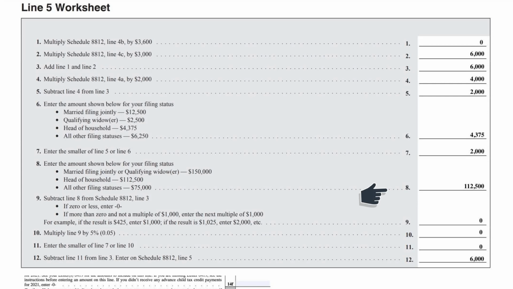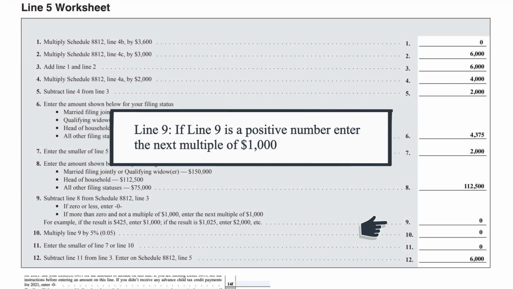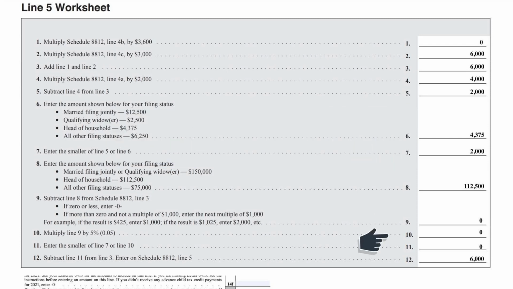On line 8, we will enter $112,500, which corresponds to Emily's filing status of head of household. On line 9, line 8 is subtracted from Schedule 8812, line 3, which was $60,163. This will be a negative number, and so we will enter 0 on line 9. On line 10, we multiply line 9 by 5%, so that will be 0 as well.